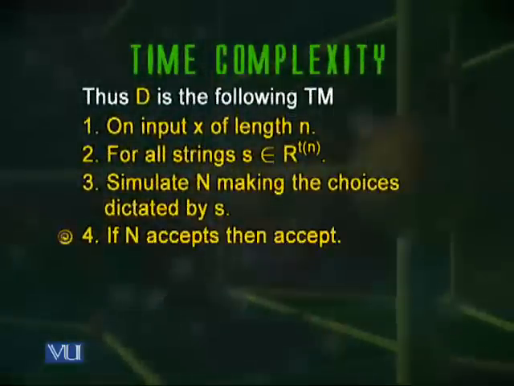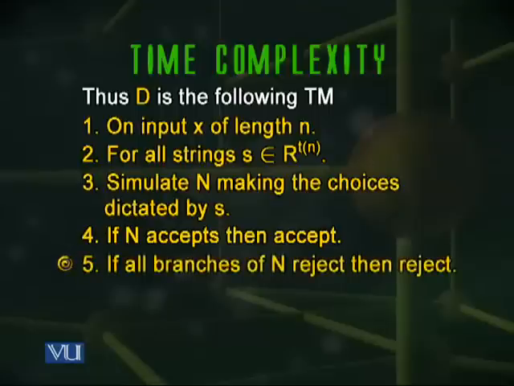See, once the choices to be made by a non-deterministic Turing machine are fixed, it just becomes a deterministic Turing machine. If I tell you these are the choices that the non-deterministic Turing machine will make, then I'm telling you a branch in the computation tree. So this Turing machine simply works like this. And if any of these branches accept, it accepts. If it goes through all the strings, so it has gone through all the branches and none of them accept, then it rejects.